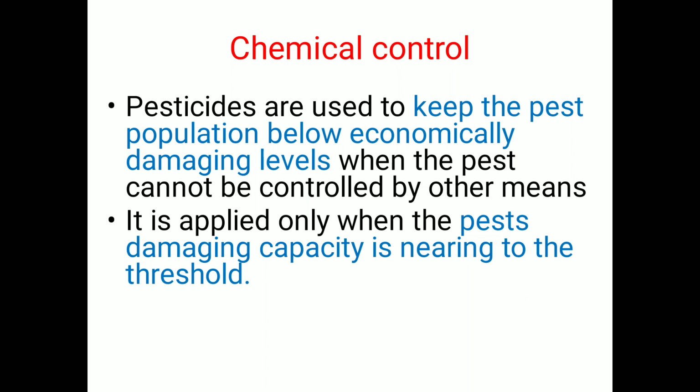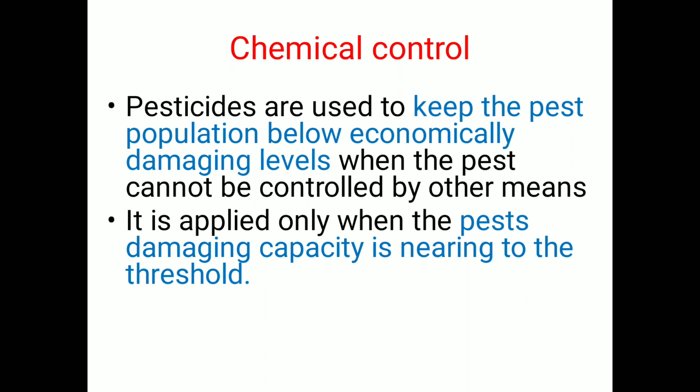When all the methods like cultural methods, physical methods, biological methods, mechanical methods are not efficient for the management of that pest, or not effective for the control of that pest or disease, at that time we have to use chemical control to keep the pest population below the economic injury level to avoid further loss.